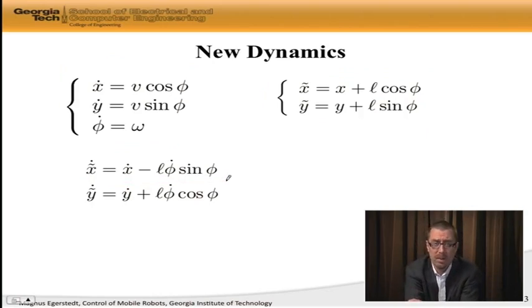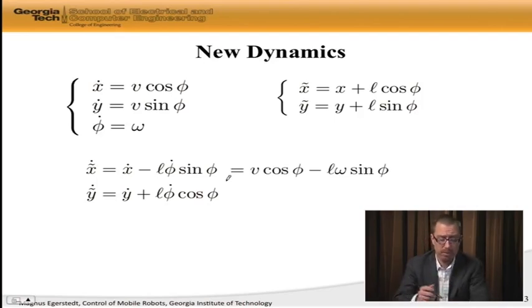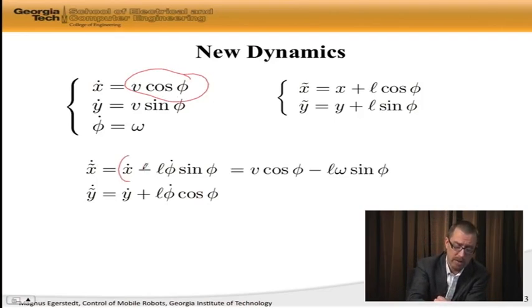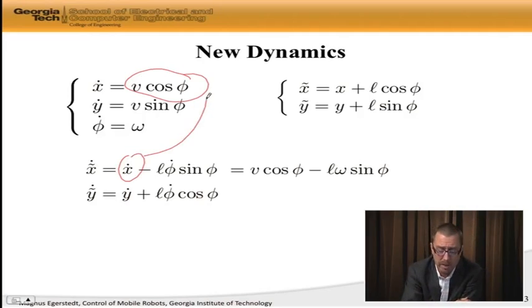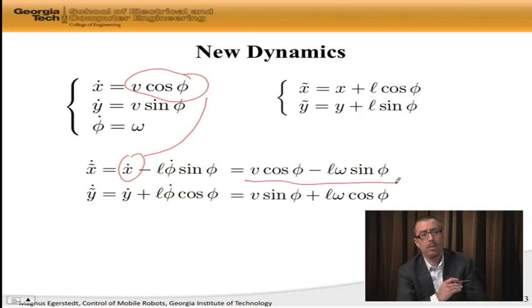Okay, this still doesn't seem all that helpful, to be completely honest, so let's simplify this a little bit. Well, first of all, I know what x dot is. It's this thing here, so instead of that, I'm just plugging in v cosine phi. I also know what phi dot is. It's omega, so now I end up with a slightly less scary-looking expression. And then we do the same thing for y tilde dot.